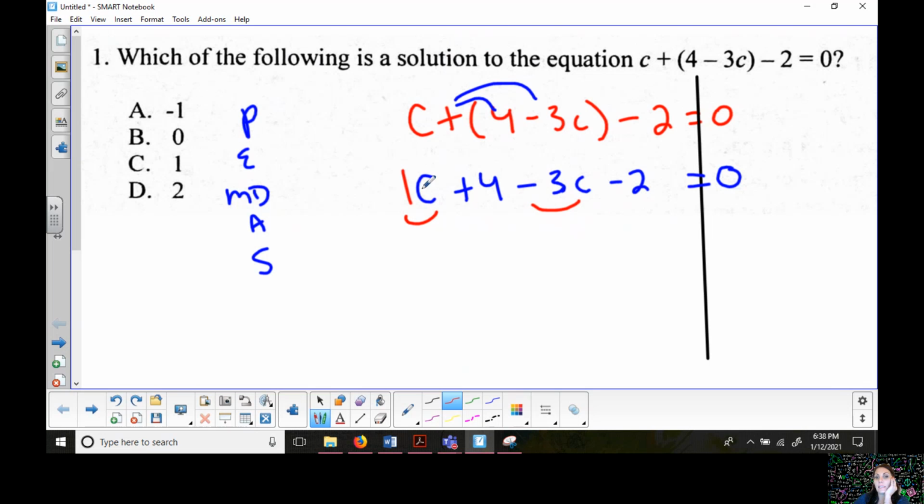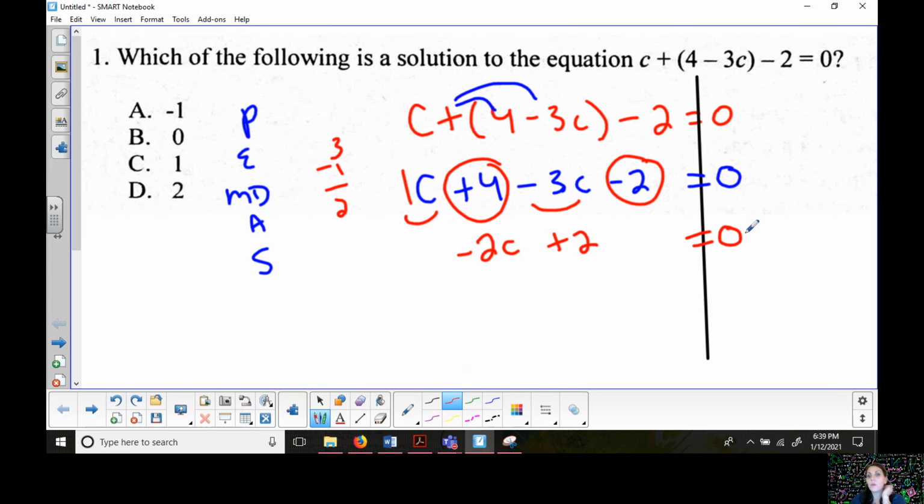Okay, so in this case, the signs are different. So off to the side, I'm going to say 3 minus 1, which is 2. And then our larger number is negative, so our answer will be negative 2C. Now we're going to look here. We have a positive 4 minus 2, which is just 2. It's equal to 0.